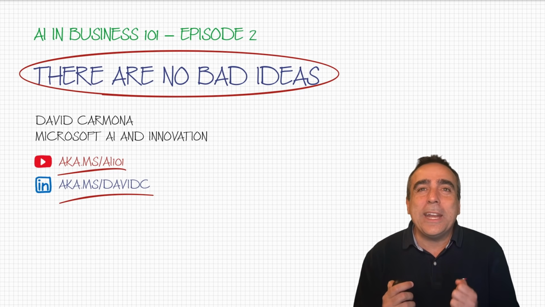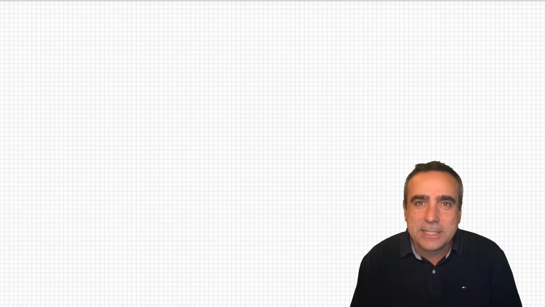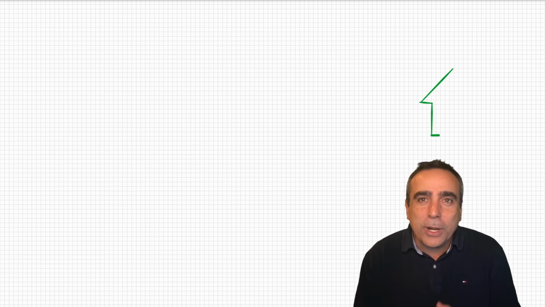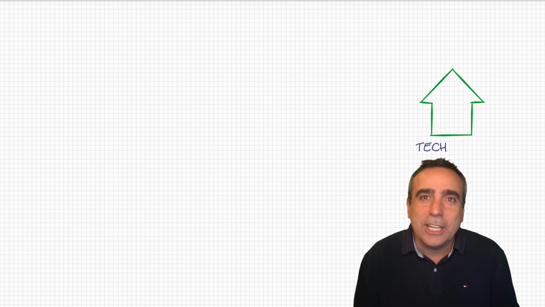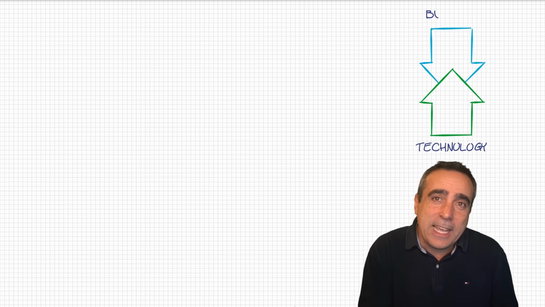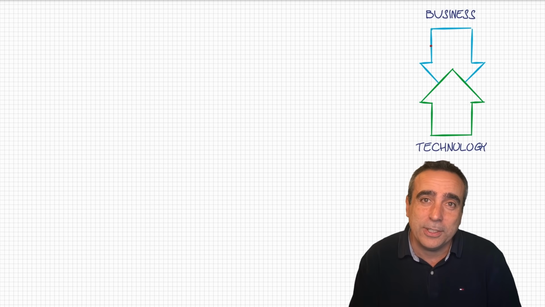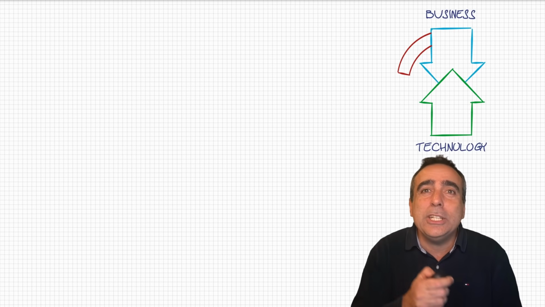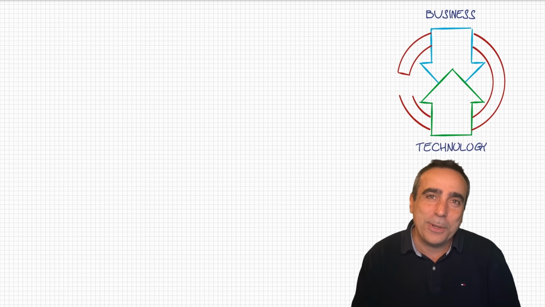Okay, so when approaching this process, you want both technology and business to provide ideas. You want ideas that go bottom up, so starting from the technology, connecting them to the business. And you want also ideas to go top down, so starting with the business and then trying to connect those business scenarios to the technology. We'll do that in a continuous cycle of ideas, connecting business to technology and the other way around. So let's start with the bottom up.